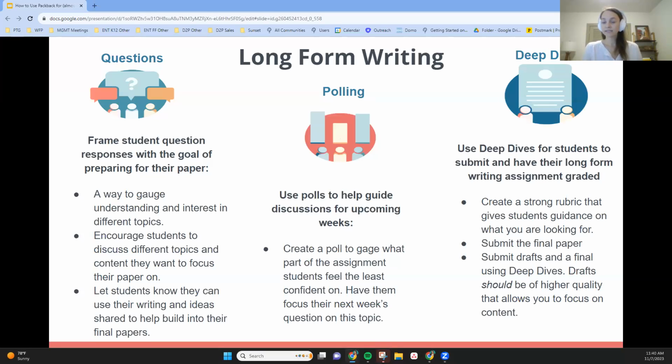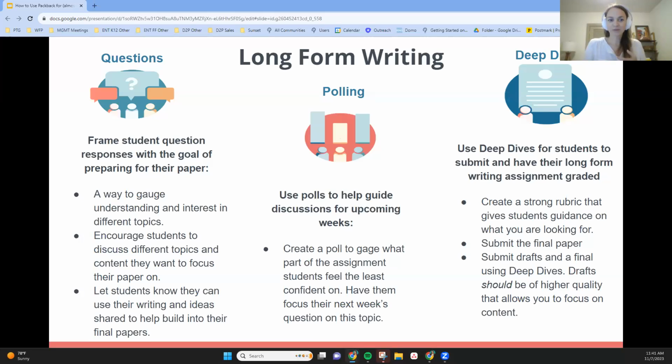And then we dive into that deep dive assignment. So using deep dives for students to submit their long form writing and then getting it graded with the instructor lens on it, really thinking through what you want to see when they have that assignment. And some tips I would have here that we've seen from instructors. One is having a really strong rubric that lays out for students what you expect to see.